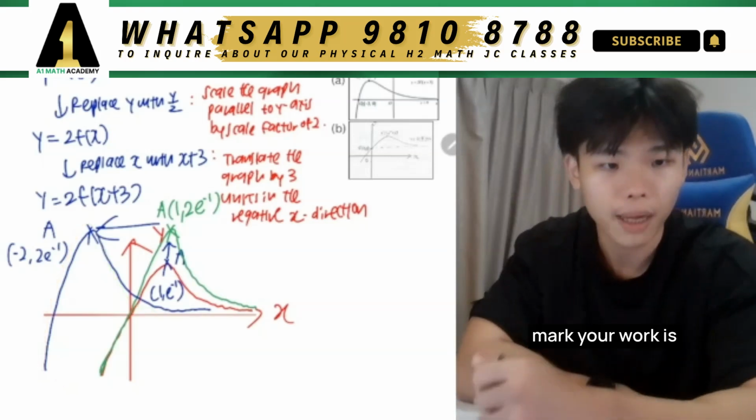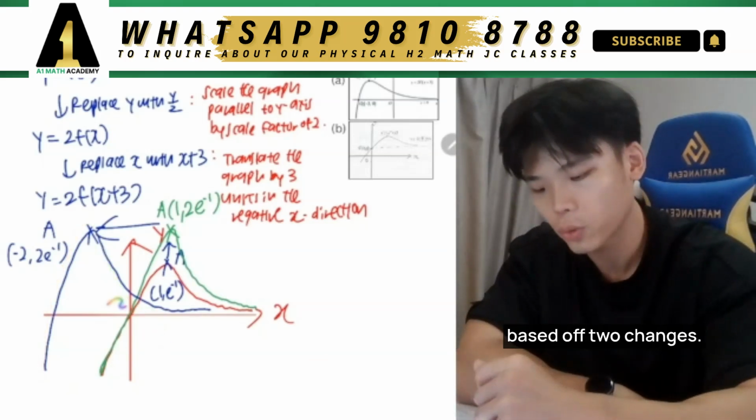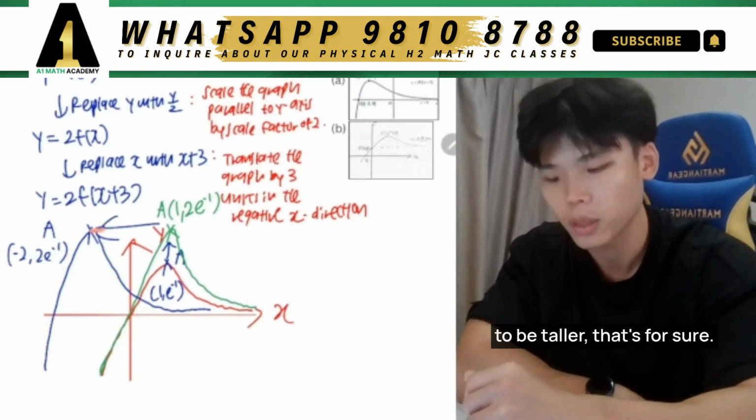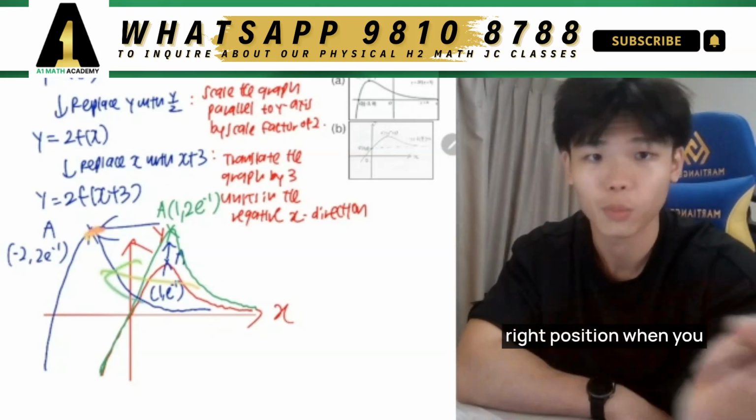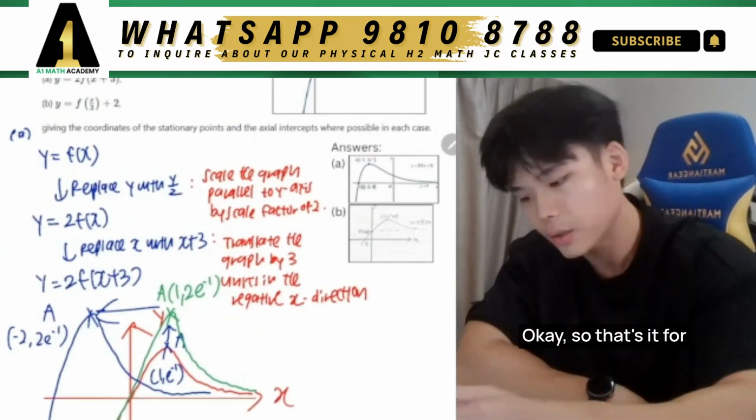So how they would mark your work is based on two changes. Number one, your graph has to be taller, that's for sure. And the second thing is that it has to be in the right position when you shift it back. And that's how it's being graded. Okay, so that's it for A.